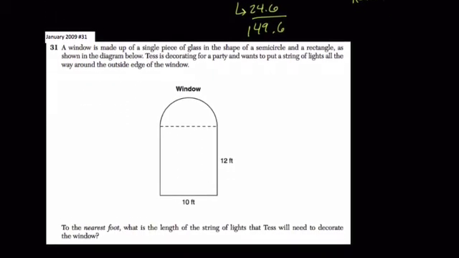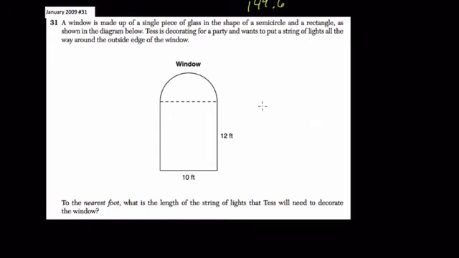Keep going. A window is made of a single piece of glass in the shape of a semicircle. That's right here, this semicircle. And a rectangle, as shown in the diagram below. Here's the rectangle. Okay. Tess is decorating for a party and wants to put a string of lights all the way around the outside edge of the window. So they want us to find the perimeter. And these always have the same kind of strategy, I think, that you can apply, which is that this is 10 over here, so this is 10 over here. That means that the diameter of your semicircle is 10.